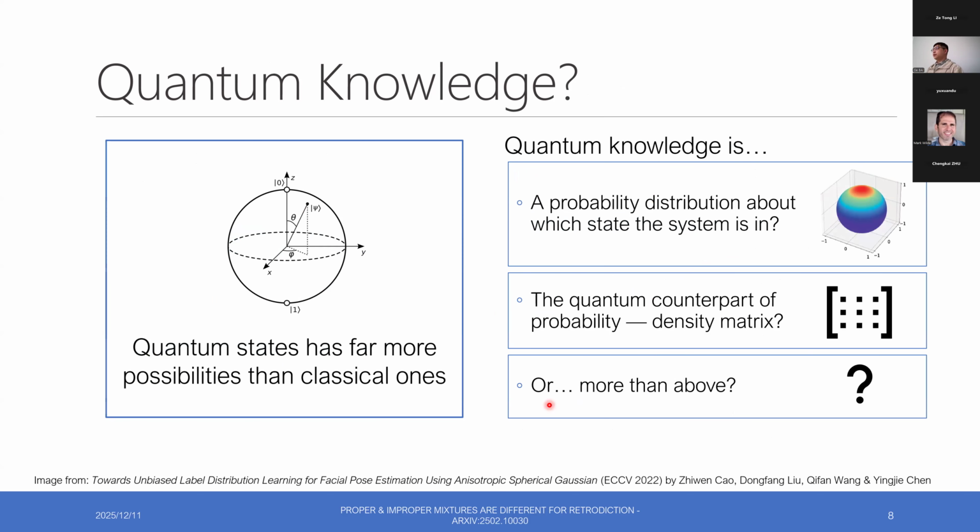One possibility is that we take a probability distribution over the whole Bloch sphere, so for every state we know that it has some probability. The second, which is what we usually use, is a density matrix. The density matrix is sometimes considered as a quantum counterpart of the probability distribution. Or there may also be some other possibilities. So let's investigate them.